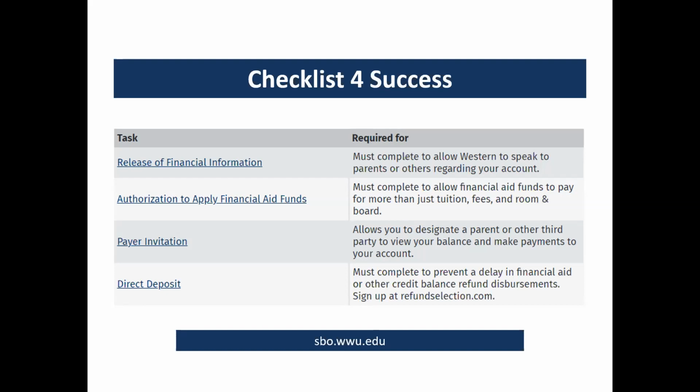Payer invitation. This is essentially somebody that might be paying on your behalf. You need to give them access to the Western account online so that they can log into the Western account, view any sort of tuition balances, make a payment, view the monthly statement. We'll show you how to do that. And then the last item is setting up direct deposit to receive refunds.